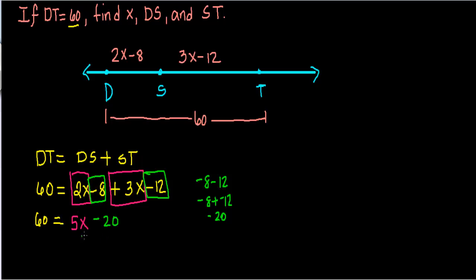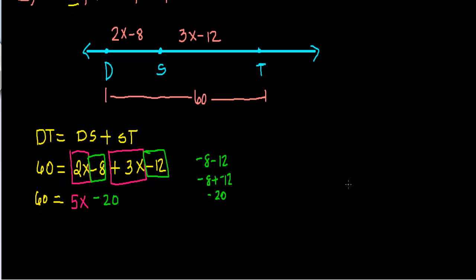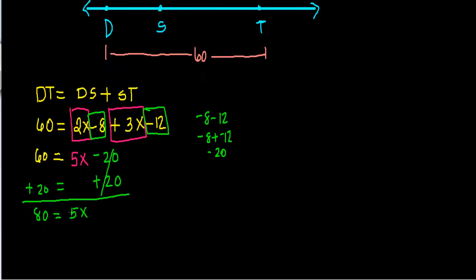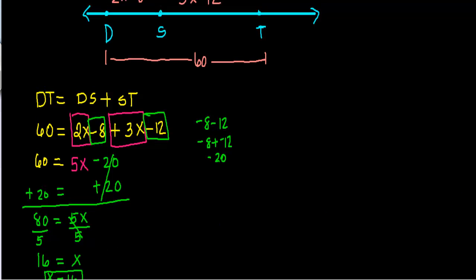Okay, and now if I want to find what x is, I need to isolate this term that has the x on it. So how do we do that? We have to get rid of this 20 that's next to it. So to do that, I have to add 20 to each side of the equal sign, plus 20 plus 20. And what that does is, on this side I get 80 equals 5x, because these two cancel out. And now to find x, since I'm multiplying 5 times x, I can undo that by dividing by 5 on both sides. That cancels out and you get that x is equal to 16. So x equals 16. And there you have the first answer because they asked you for x.